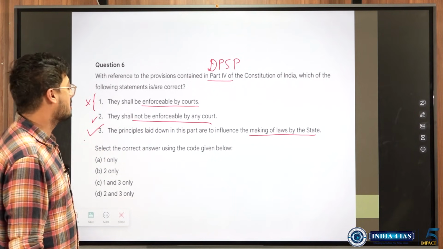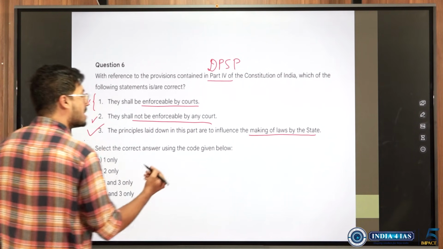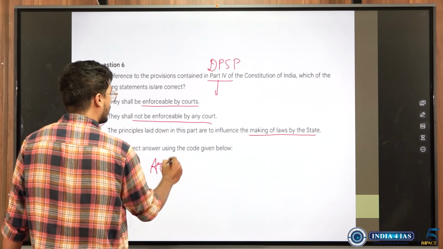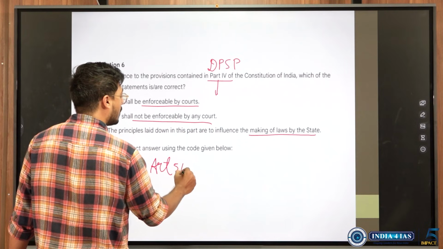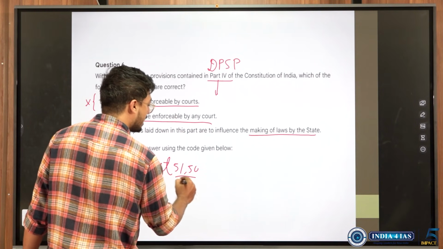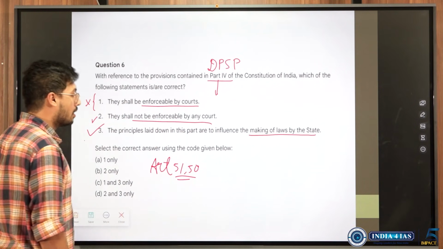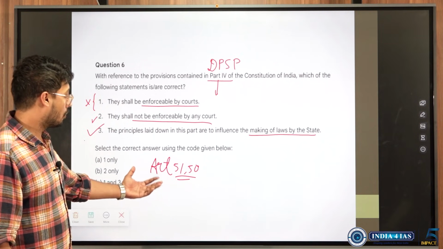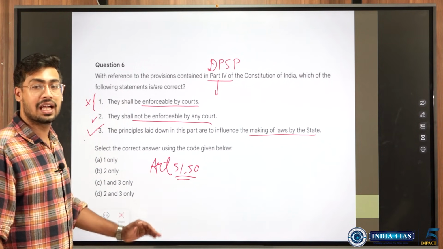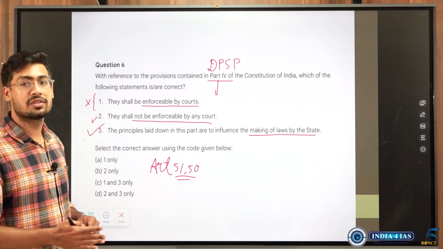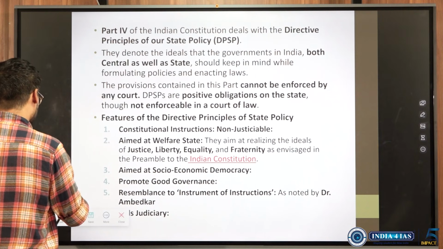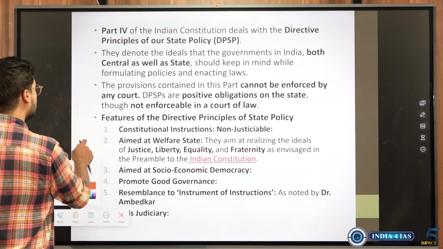So these are the provisions. Where did we pick DPSP from, and all the provisions of DPSP: article 51, 50, 49, 48, in reverse order like this, we should know all of them. From article 36 to article 51, the DPSP provisions are there, we should know everything, so that we can even use it in the mains answers. Also, a few other things which I wanted to talk about DPSPs.